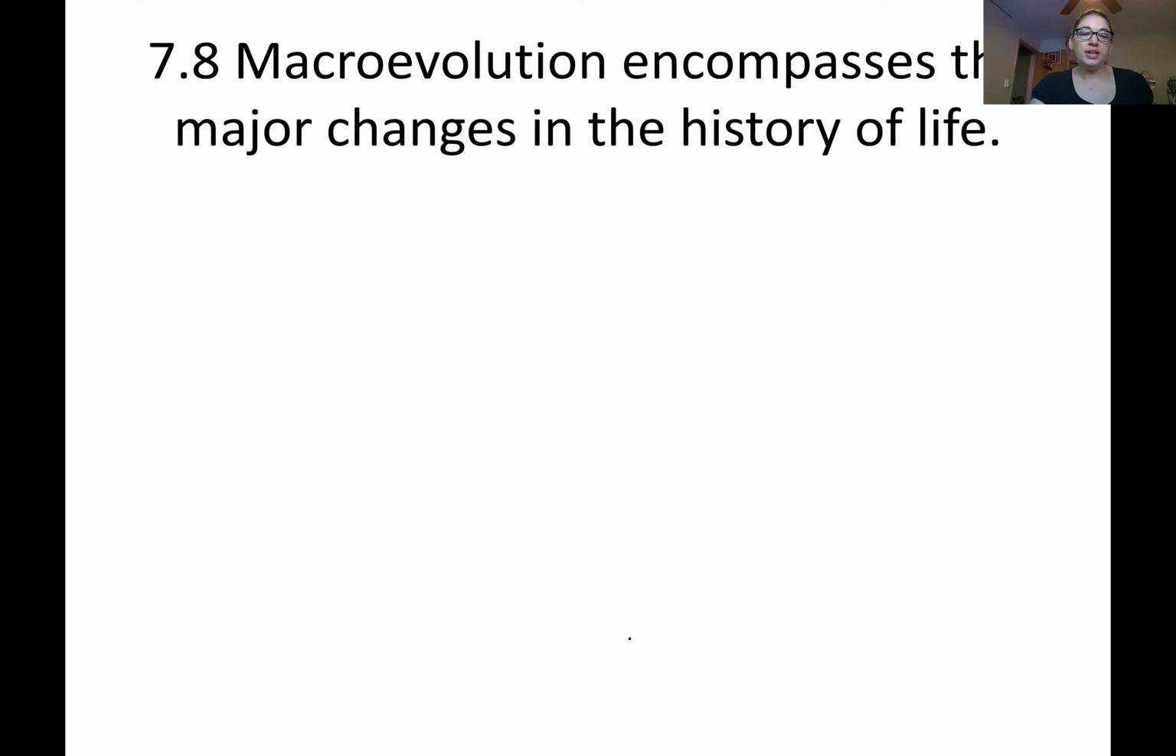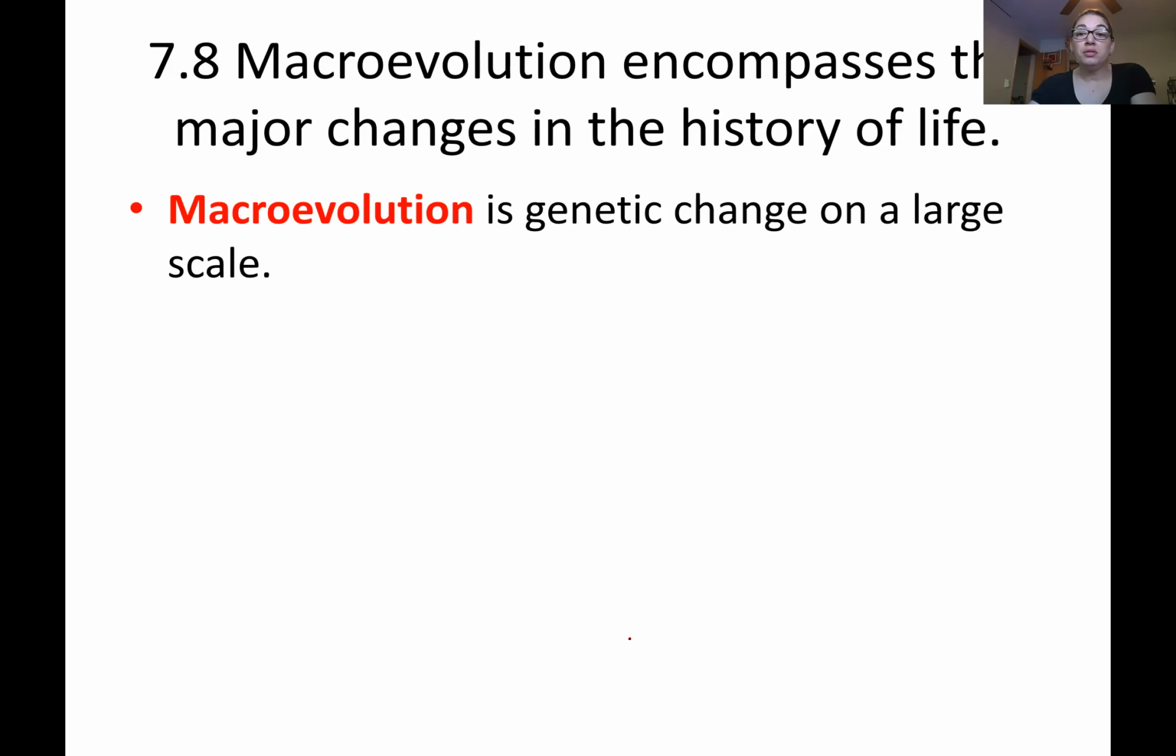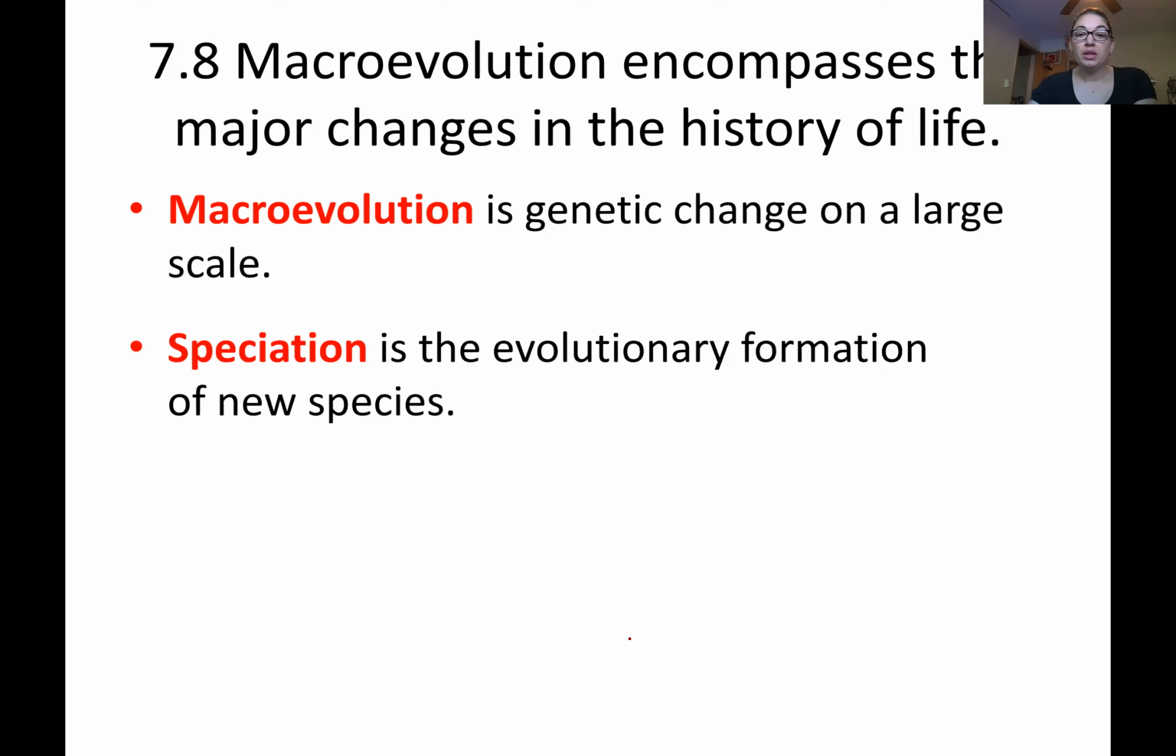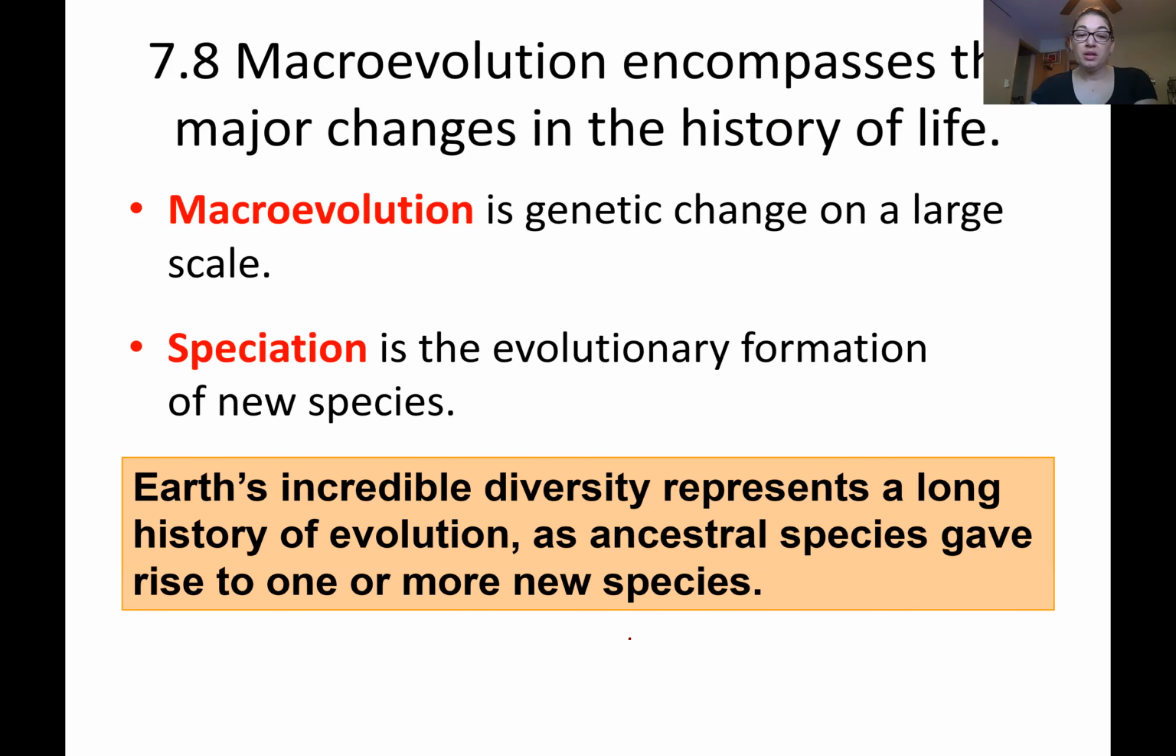Okay, macroevolution. This looks at changes throughout the history of life. Macroevolution is change on a large scale. Speciation is when you form new species. This still happens. It's a slow process, but speciation still occurs, and we have seen it happen.